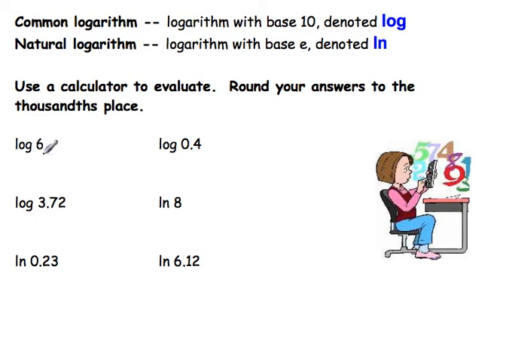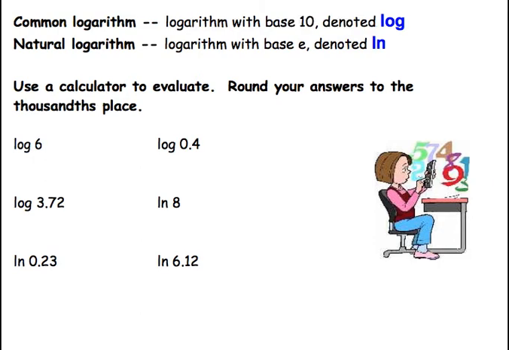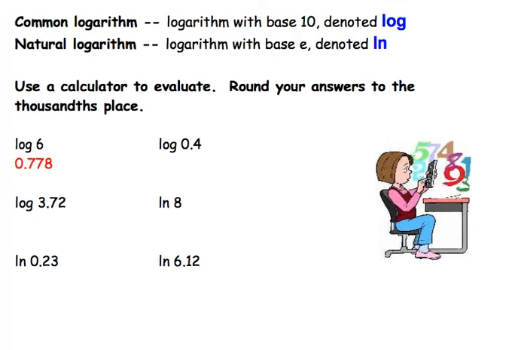Now what you're going to do is just go ahead and use your calculator to evaluate. On your graphing calculator, you can just hit log and then type in the number, or ln and then type in the number. If you have a scientific calculator that doesn't show your typing as you go, you would have to type in, for this first one, log 6. You would type in the 6 first and then log, and you'd get an answer of 0.778. Notice we're rounding our answers to the thousandth place, which is 3 decimal places.